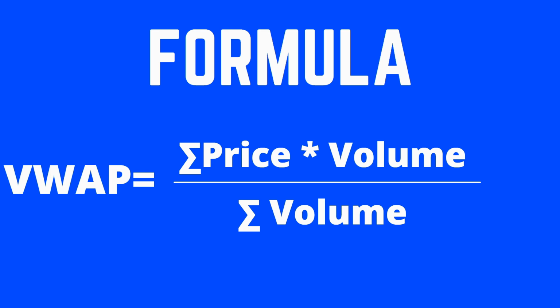This is the formula of VWAP. You don't really need to memorize this. It's basically the total price into volume divided by the total volume. Total price into volume divided by the total volume is the formula. You don't need to memorize this. It's not going to come in any use.